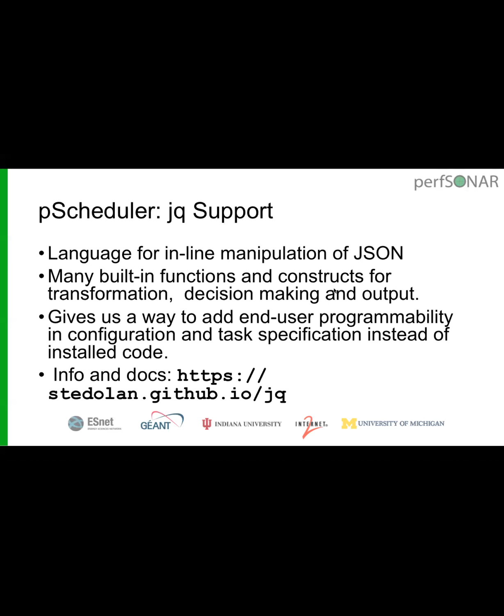We're actually going to add it in 3 places that I'll talk about in a minute. But one of the things that this gives us is a whole lot of programmability by the end users in configuration and task specifications, instead of having to write and install more code on the system. There's quite a bit of flexibility in this thing. We found some really interesting applications for it. This was written by a guy named Steve Dolan, and you can find information and the manual on his GitHub page. The link is down at the bottom there, stedolan.github.io/JQ. Next, please.